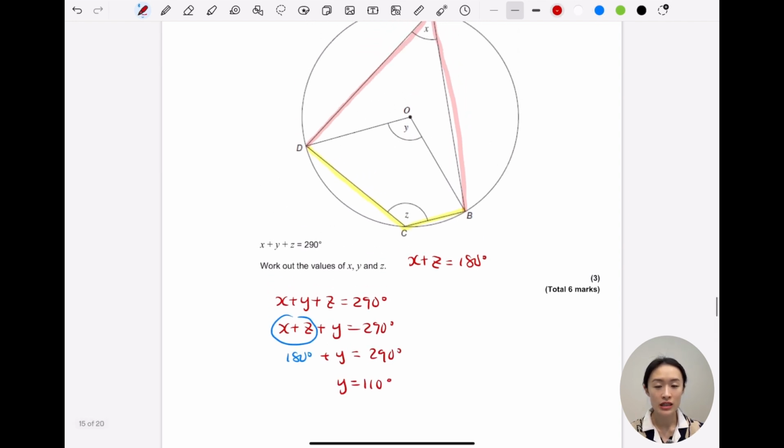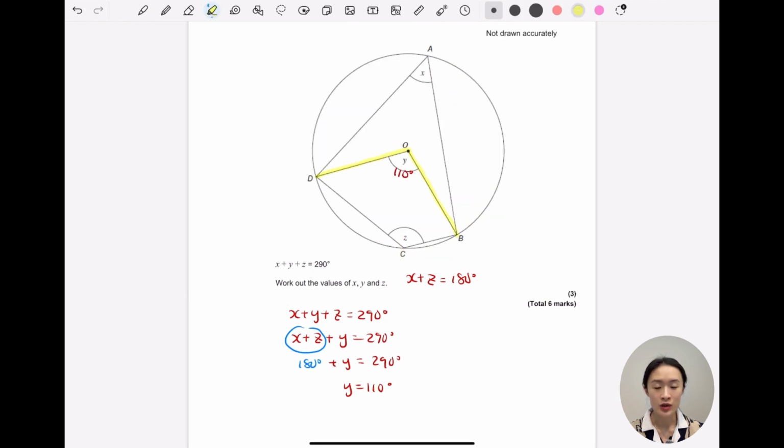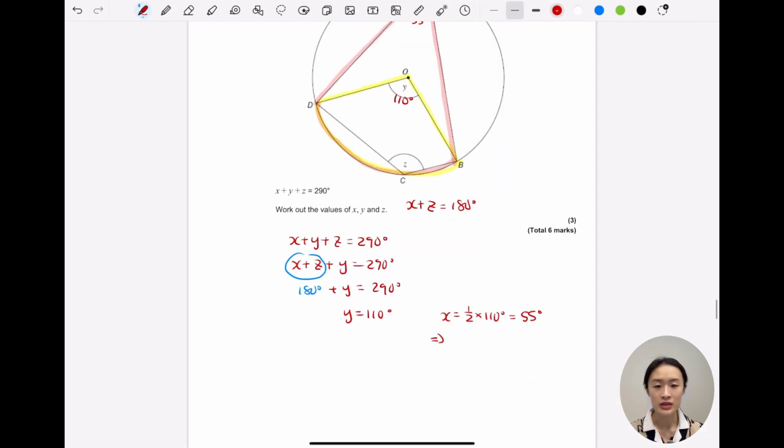Now, because y is 110, x is going to be a half of 110 because they are subtended by the same arc. Therefore, x is 55. And then we can work out z by using 180 subtract 55, and then that is 125 is our final answer.